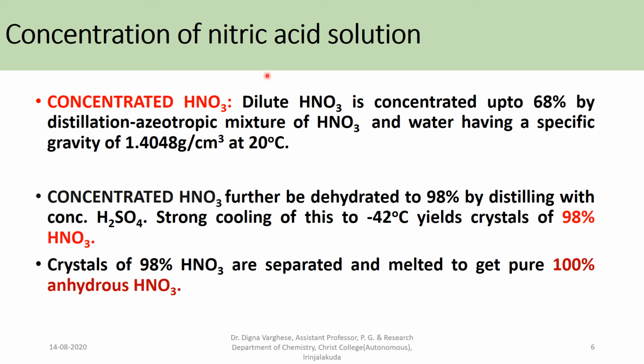First, concentration is like this. First, dilute nitric acid is concentrated to 68% by distillation, giving an azeotropic mixture of nitric acid and water, and then this mixture is dehydrated further with concentrated sulfuric acid to get 98% nitric acid, and the 98% nitric acid crystals are separated and melted to get the pure 100% anhydrous nitric acid.